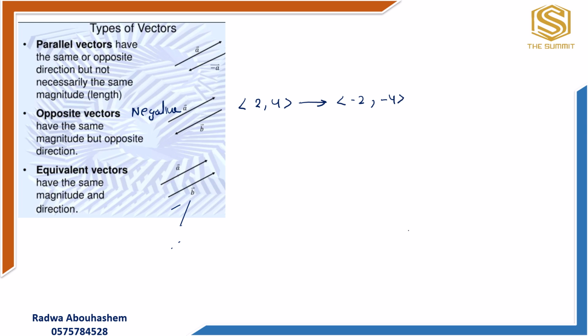Equivalent vectors have the same magnitude and the same direction. Parallel vectors have the same magnitude but maybe different direction, opposite or the same direction. Opposite vectors, or negative vectors, have the same magnitude but opposite directions. This means I have to change the sign of it. Equivalent vectors have the same magnitude and the same direction.